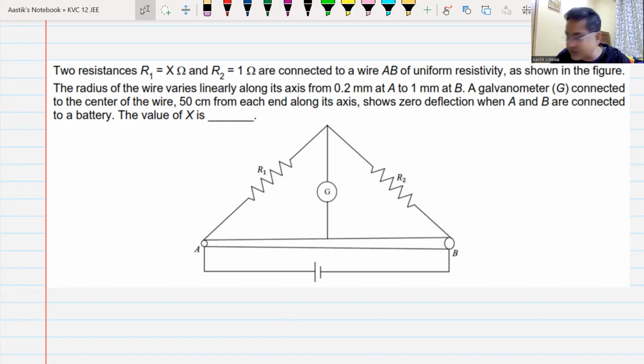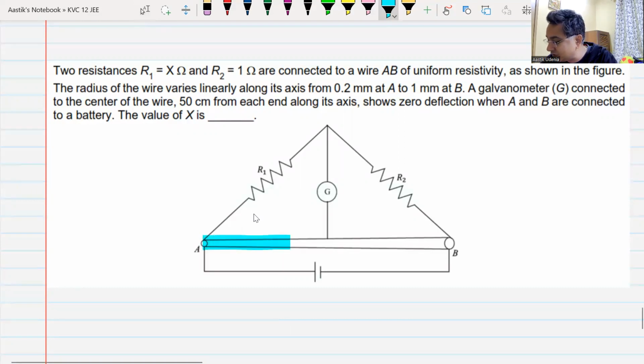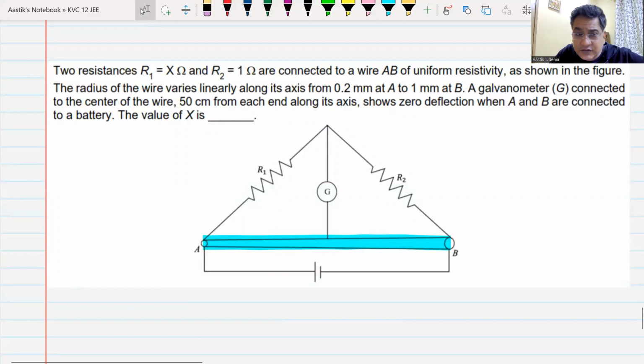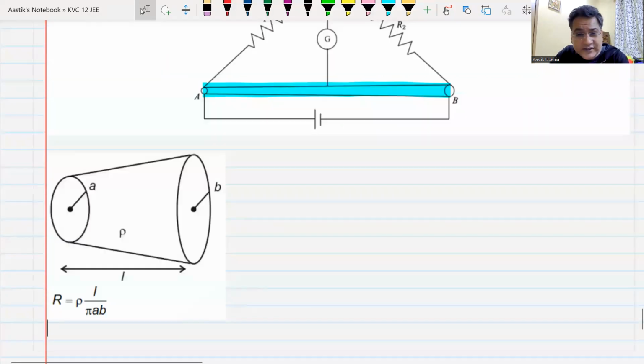This A to B that you see here is not a uniform wire, sir. This wire is in the form of a frustum of a cone, sir. Now I should not use bigger terms like this, but this frustum of the cone looks like this, sir.